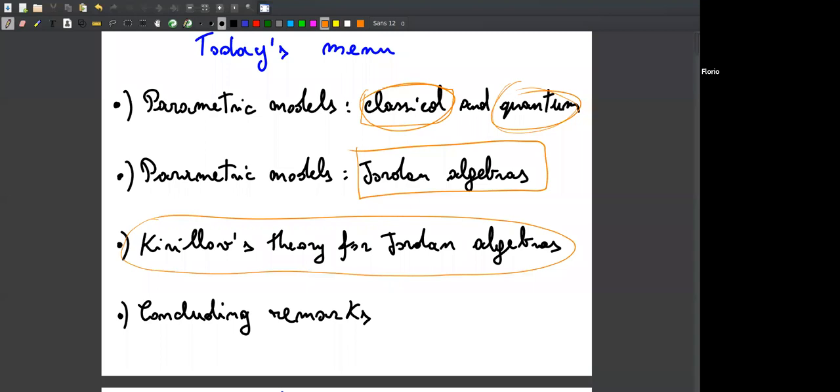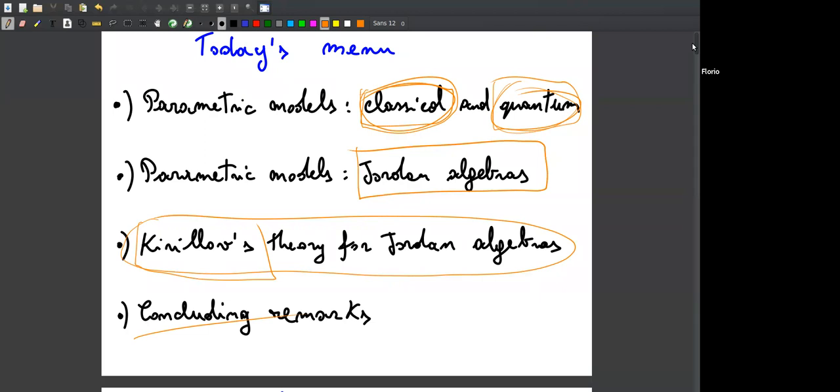And the idea is that if you readapt Kirillov's theory of coadjoint orbits, which is primarily written in terms of Lie algebras and the action of a Lie group on the dual of its Lie algebra, then what happens is that the Jordan algebras are powerful enough to make you recover the classical Fisher-Rao metric tensor and one of the many quantum Fisher-Rao metric tensors, precisely using Kirillov's theory. And then we will end with some concluding remarks.